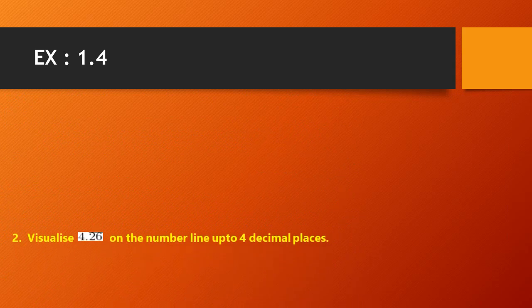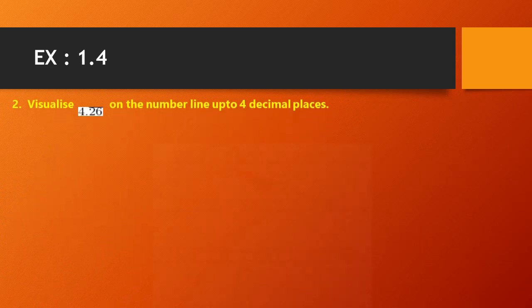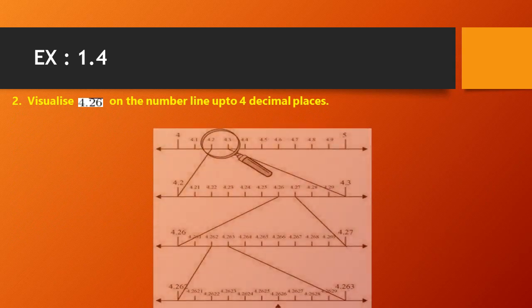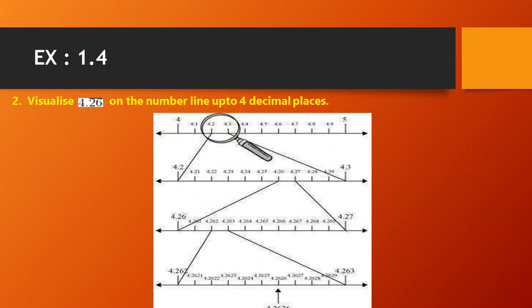Second question in the exercise 1.4. Visualize 4.26 bar on the number line up to 4 decimal places. Here I have given the figure which illustrates how to locate 4.26 bar on the number line up to 4 decimal places using successive magnification method. Students, please go through this figure, how to locate and visualize 4.26 bar on the number line up to 4 decimal places.